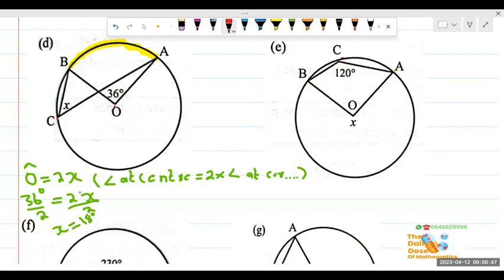Then we have to divide by 2. Why do you divide by 2? Because we have x and 2x, so dividing by 2, this thing and this thing divide each other out. Then 36 all over 2, you punch the calculator. X is equal to 18 degrees. Thank you.